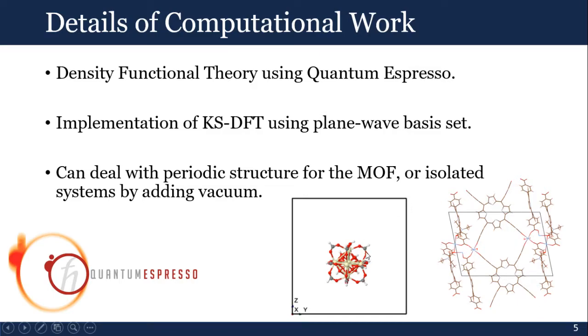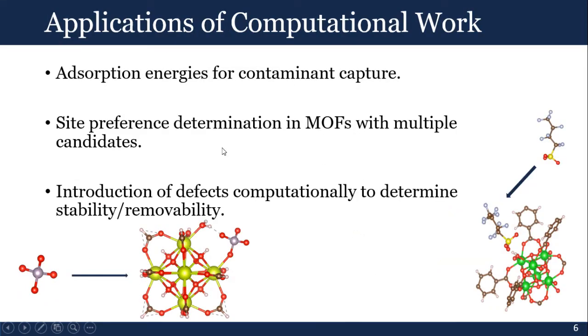Or if you want to deal with, say, just the node, or if you want to see how an interaction is happening at a specific site on the node with a ligand, then you can throw that into a simulation cell, pack it with vacuum to prevent interaction with the periodic image, and then go from there. The reason we're doing this is because these plane wave codes can include things that will describe pretty well dispersion interactions, and these are going to be really important for binding of gas molecules in MOFs.